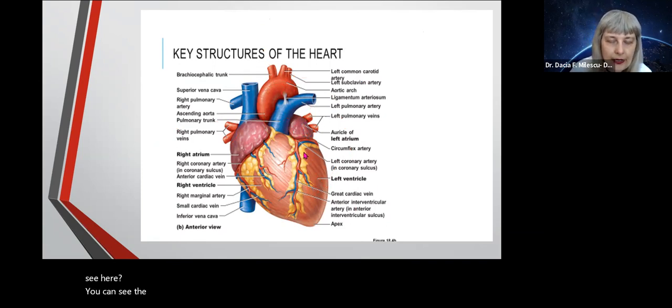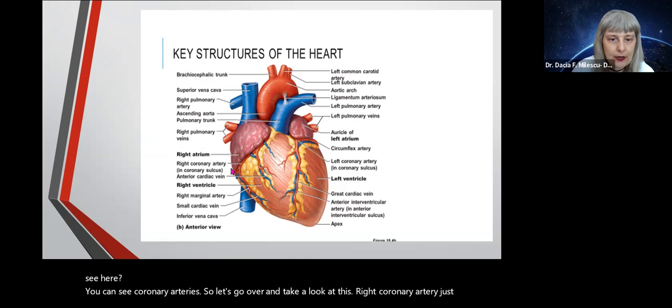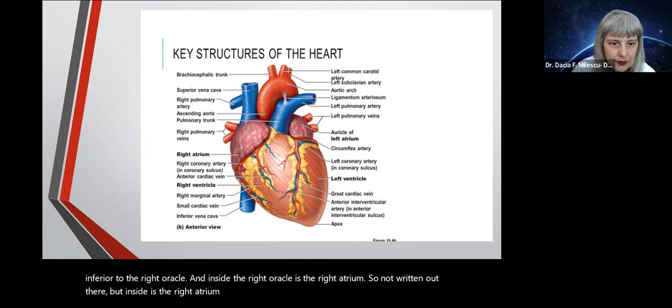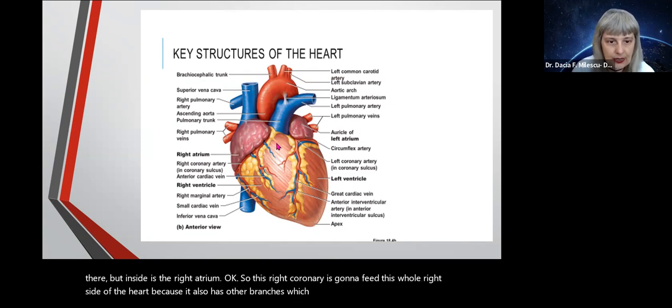the coronary arteries. So let's go over and take a look at this right coronary artery, just inferior to the right auricle. And inside the right auricle is the right atrium. So not written out there, but inside is the right atrium. Okay, so this right coronary is going to feed this whole right side of the heart because it also has other branches, which I'm going to keep simple today.